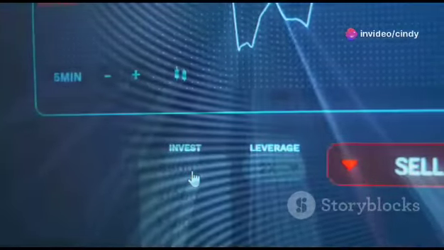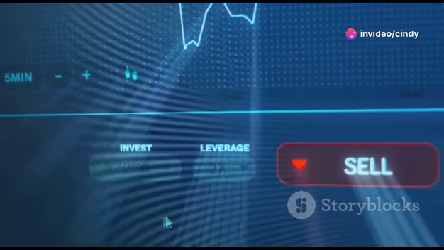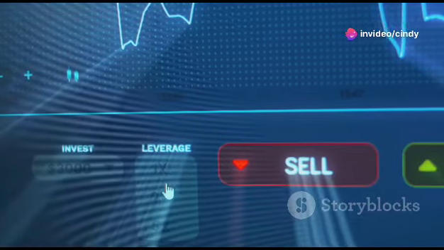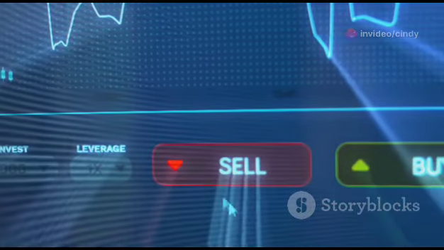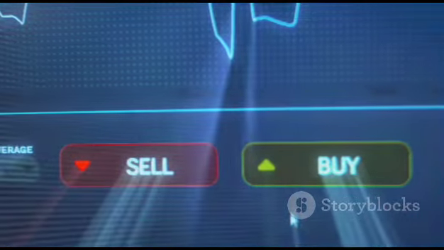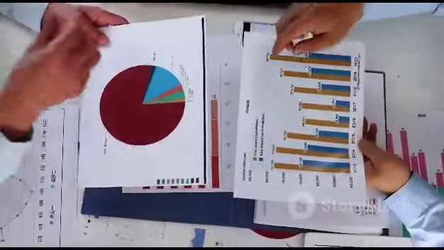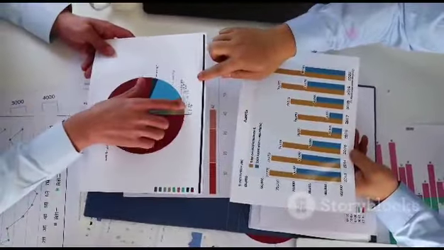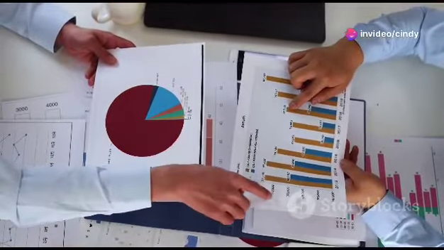A high PE might mean high future expectations or overvaluation, while a low PE could indicate undervaluation or low expectations. Context is key. Always consider the company's industry and growth prospects. Comparing PE ratios within the same industry can provide better insights.